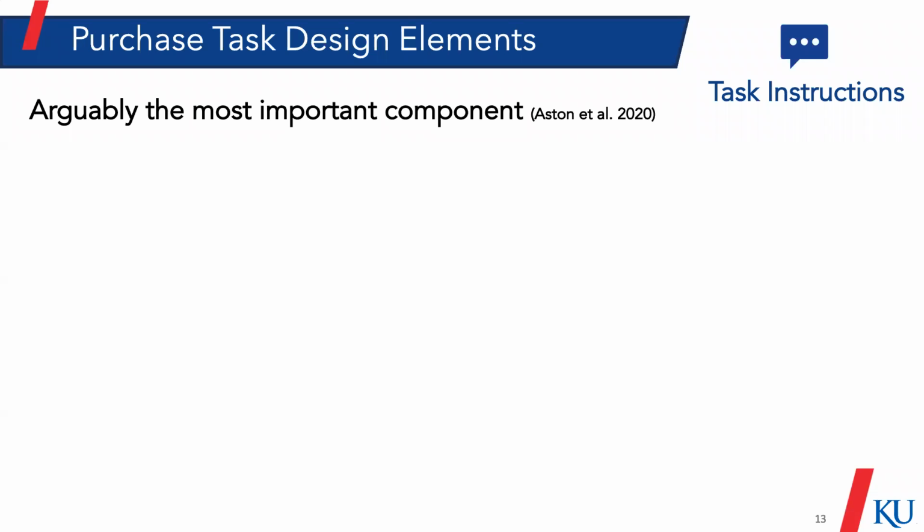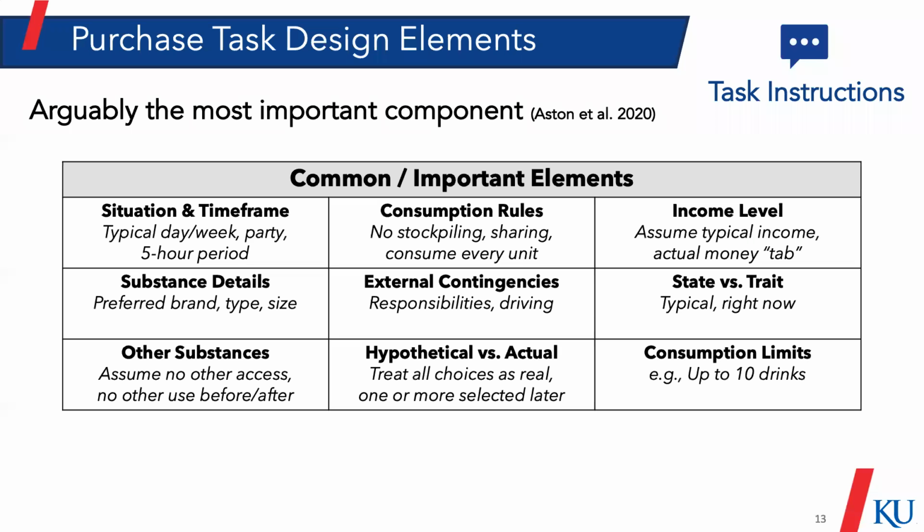So I'm going to share a table with you here that I've put together, which has some of what I think are the key or important elements in designing a vignette. So the vignette should describe the situation or the time frame. So is it a typical day, a week? Is it a party? Is it a 5-hour period, etc.? It needs to define the consumption rules. So often we say you can't stockpile, you can't save the drinks for later, you're not sharing them with everybody. You're going to consume every unit that you say you're going to purchase.